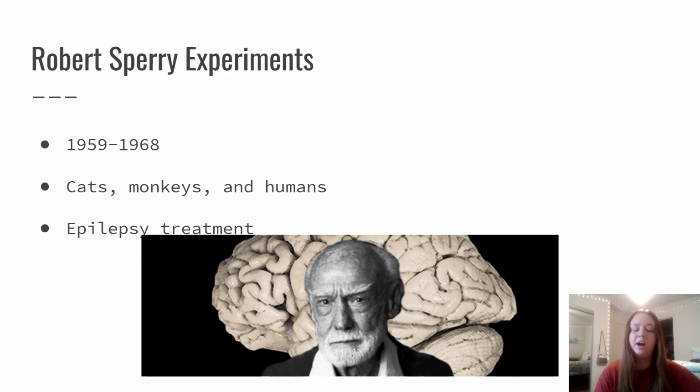For my first study, I looked at the Roger Sperry experiments that were conducted between the years of 1959 and 1968. Sperry conducted experiments on cats, monkeys, and humans. He studied the differences between the left and right hemispheres. Basically, he severed the corpus callosum in these animals' brains and then observed them doing tasks such as eating with an eye patch over one eye. That was done specifically with his cat studies.